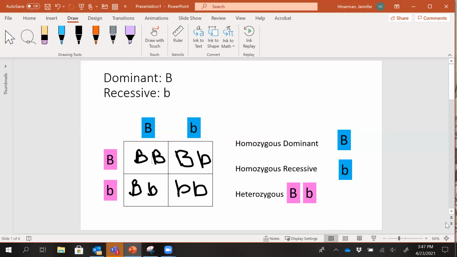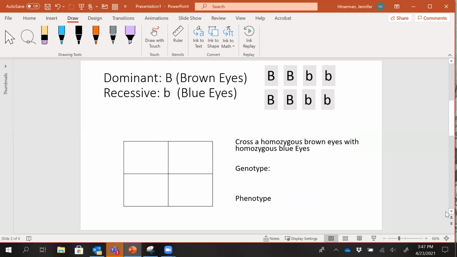Okay. All right. So now we're going to practice those word problems that we had on page 18 in our OneNote. Okay. So now we're going to look at what these letters code for. So big B is dominant. So that codes for brown eyes. And little b is recessive, which codes for blue eyes. So we use B for the brown because that's the dominant trait.